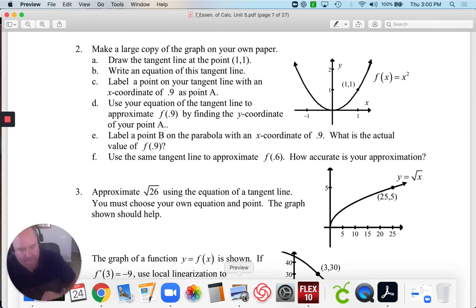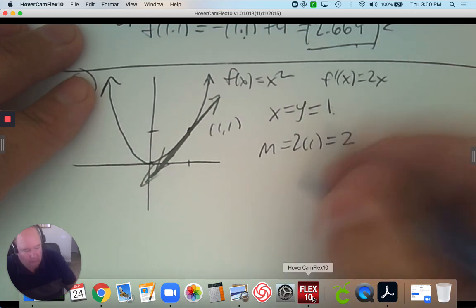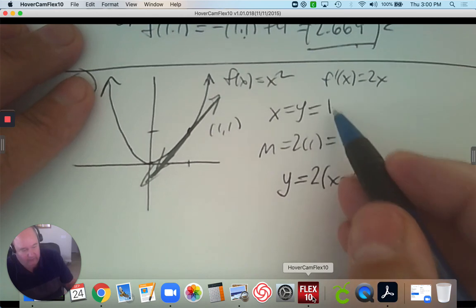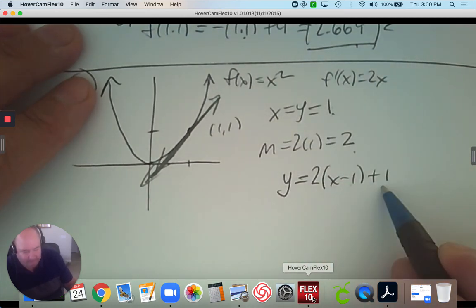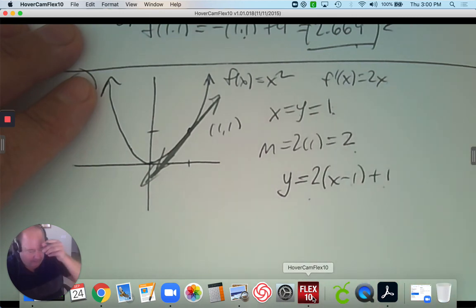Let me do that. So if I want an equation of that tangent line, x and y are 1. And the slope is the derivative at 1. So the derivative is 2x. So plug in 1 and you get 2 times 1. You get 2. So I know these values. So the equation of a tangent line would be 2 times x minus 1 plus 1. So both x and y are 1. The slope is 2 using the derivative and plugging 1 in.